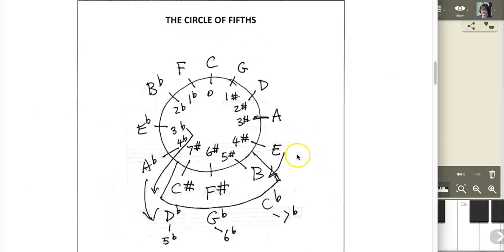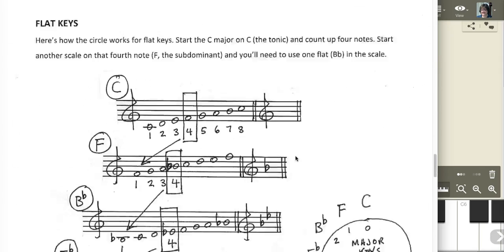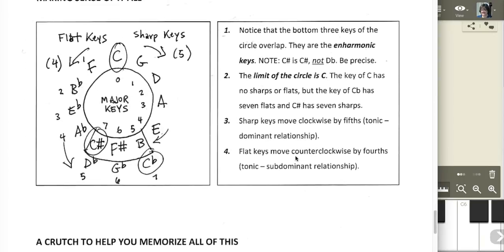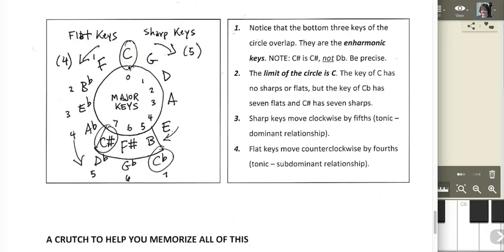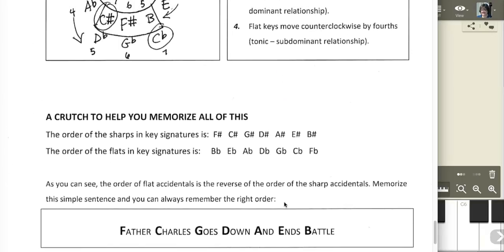We're going to stop. There's no key of F flat here, but that's just a quick way to help you remember it. And with the circle of fifths, with our sharp keys and our flat keys going in fifths and fourths, it's very important to remember how all of this works. The limit is C. Key of C has no sharps and flats. The key of C flat has all flats, sorry. And the key of C sharp has all sharps. So to remember these things can be very helpful. Here's our little crutch once again. Father Charles goes down and ends battle.